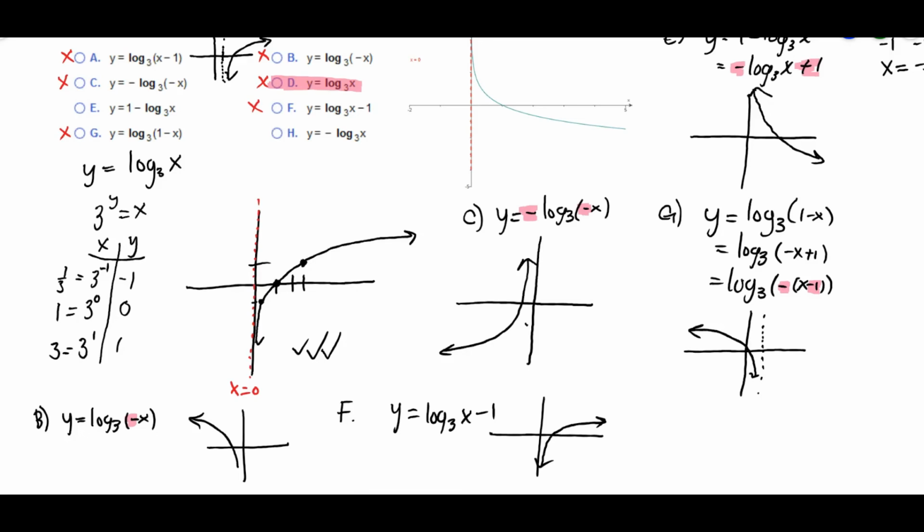And answer choice H, y equals negative log base 3 of x. That negative reflects vertically. So reflecting vertically would make the graph look like this. And that's close as well. So let's see.